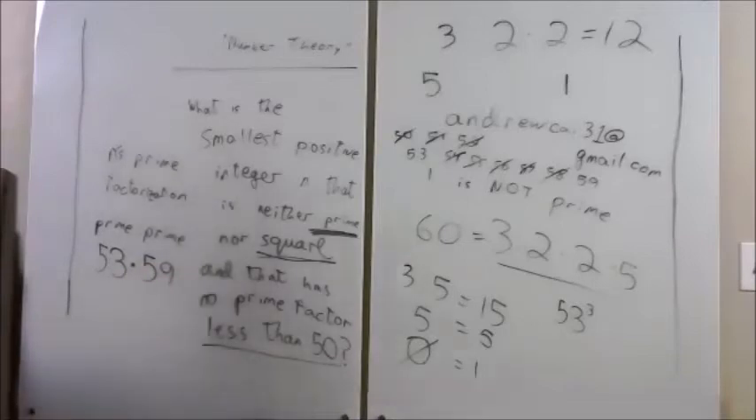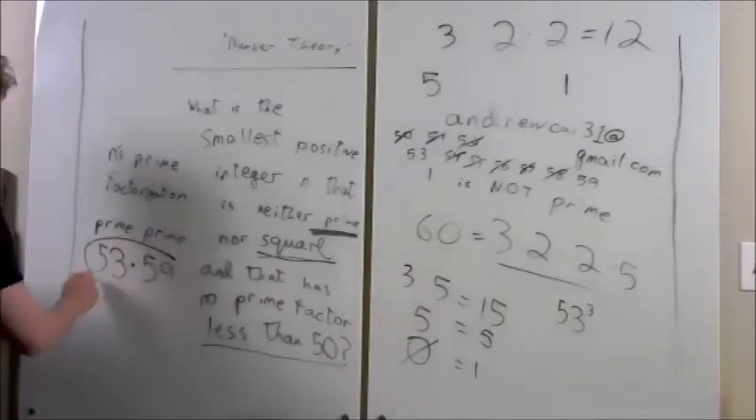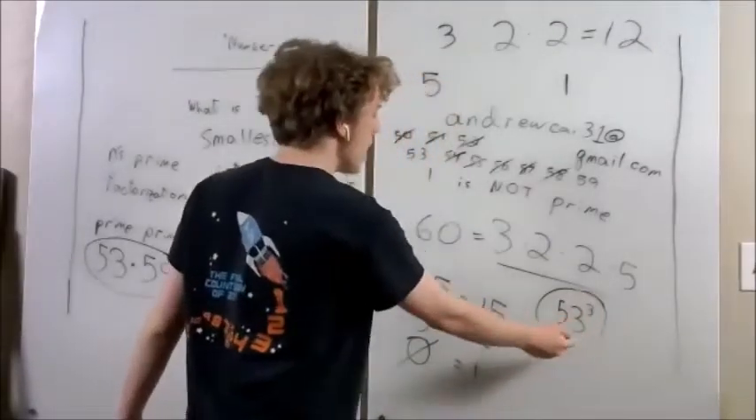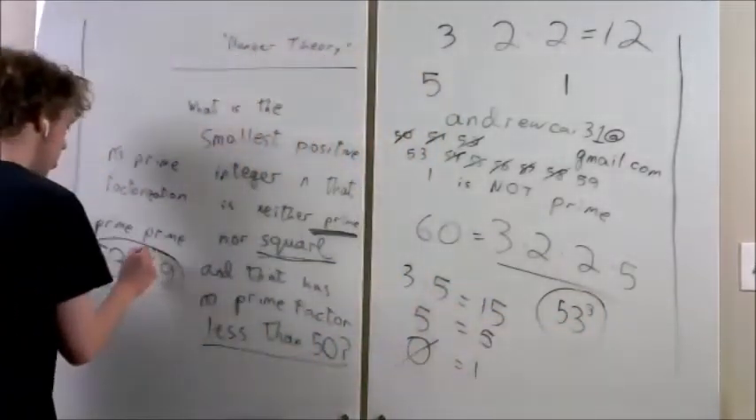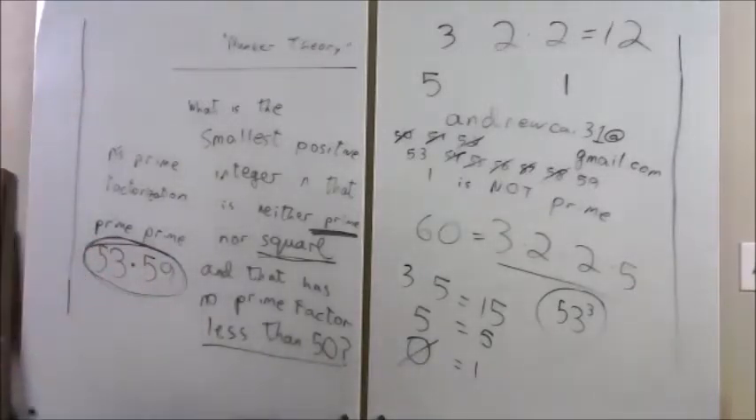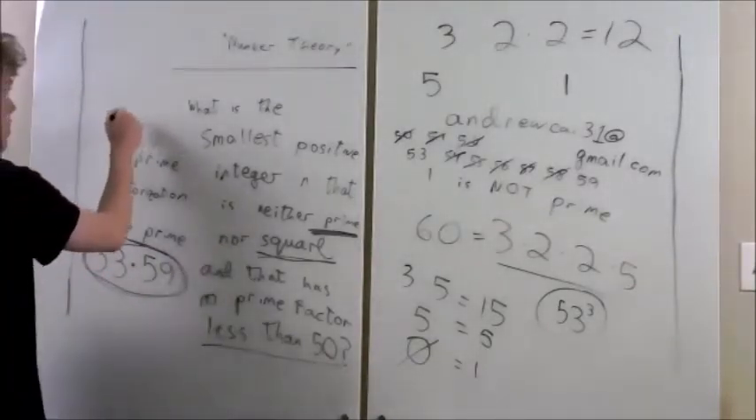And so, one way it has to be at least this, or the other way it has to be at least this. And you can see that this number is way bigger. So we want to do it this way. This way will probably give us smaller numbers. And you can see that, in fact, this number, 53 times 59, it works.